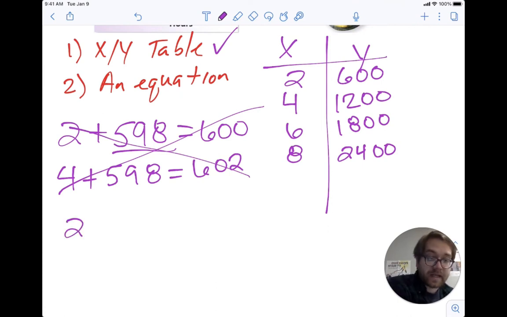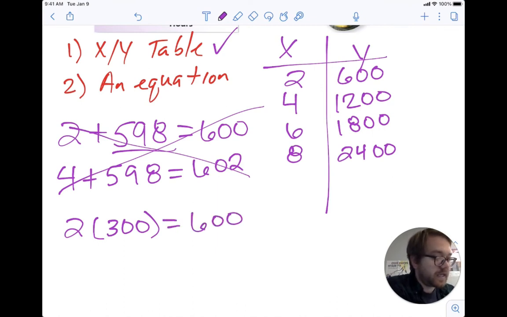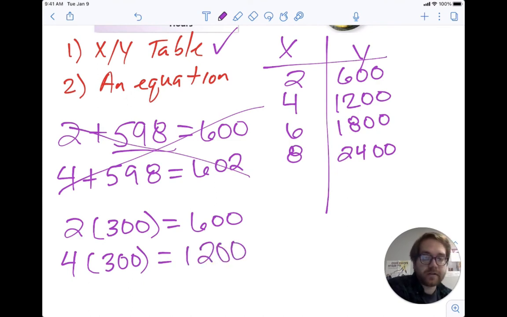Well, let's try multiplying. What can we multiply by to get to 600? 300. Okay. 2 times 300 is 600. And again, if you weren't sure about that, you could take 600 divided by 2, and that would give you 300. So 2 times 300 is equal to 600. All right, so that's another way we can get to 600. So let's see if that works for 4 and 1200. If I take 4 times 300, okay, what's 4 times 300? Use your calculator if you don't know. It's 1200.